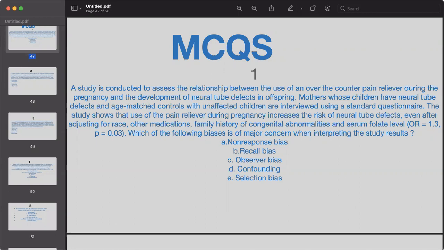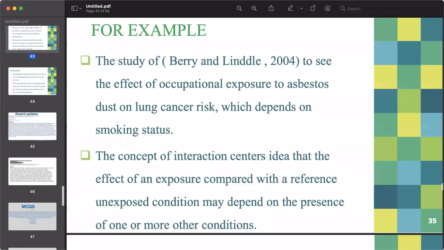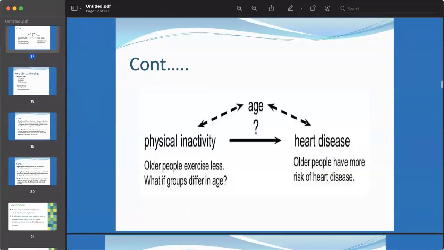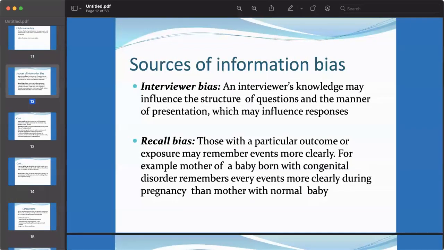Would you like to explain the correct answer and how it is related to the scenario? What are the important hints and what was the slide number where you have given this information? Basically, it's a recall bias, and the slide that is giving information about this is here. It is basically that people with a particular outcome or exposure may remember events more clearly. So it has particular outcome and exposure as well. For example, the mother of a baby born with a congenital disorder remembers every event during pregnancy more clearly than mothers with a normal baby.